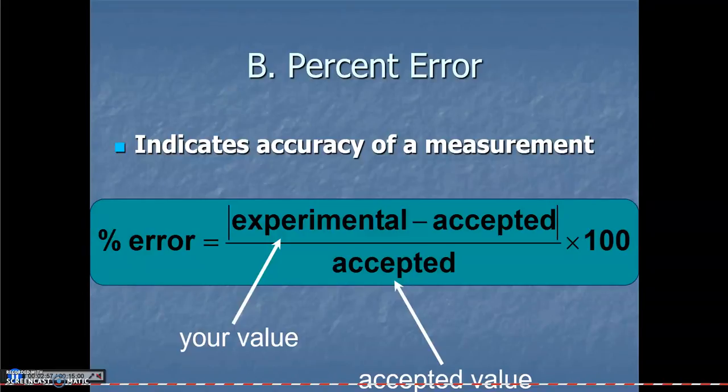The numerator of this equation is an absolute value. You won't have a negative percent error. You take the absolute value of the difference between the experimental value and the accepted value divided by the accepted value times 100. And that gives you your percent error. Obviously, you always want your percent error to be a very low number. You want that to be as low as possible.